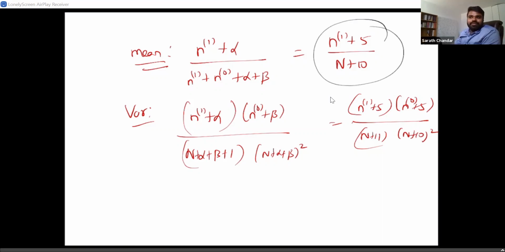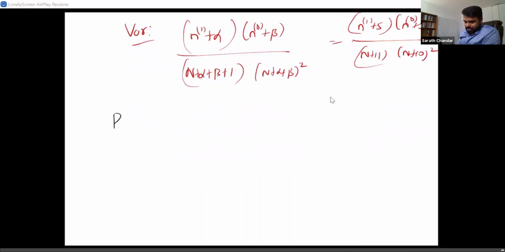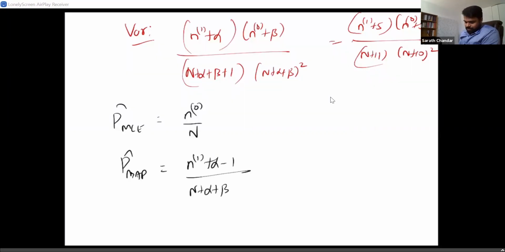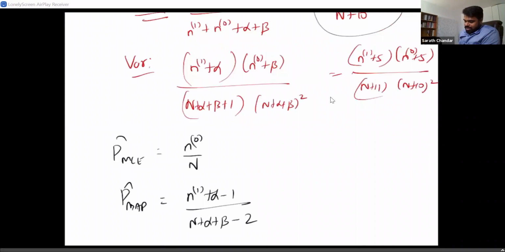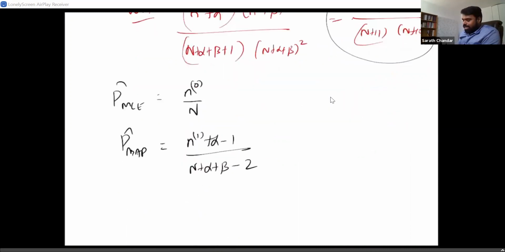Now the first thing that we notice is this mean term is not the same as the MAP term that we had, right? To recall the estimates, the MLE estimate was given by N1 by N, the MAP estimate was given by N1 plus alpha minus 1 divided by N plus alpha plus beta minus 2, right? On the other hand, for the mean and variance, one thing to remember is both MLE and MAP are point estimates.